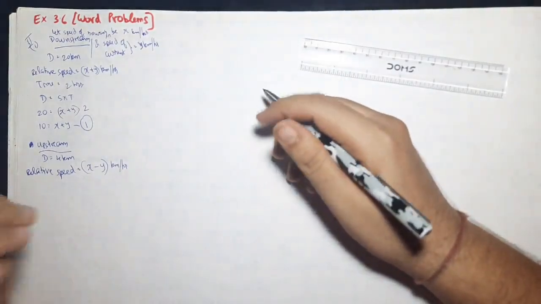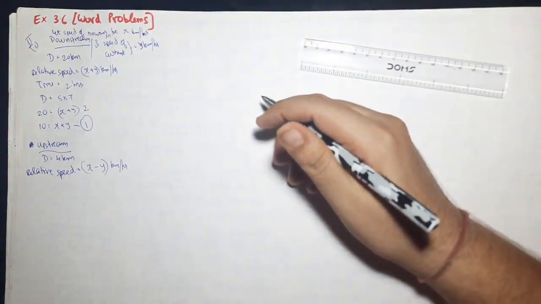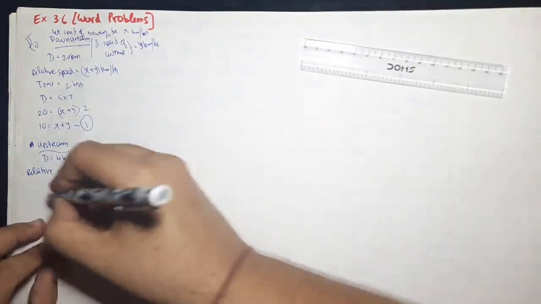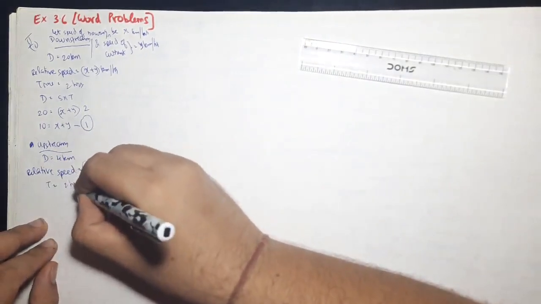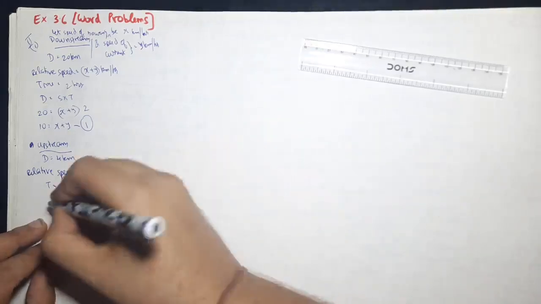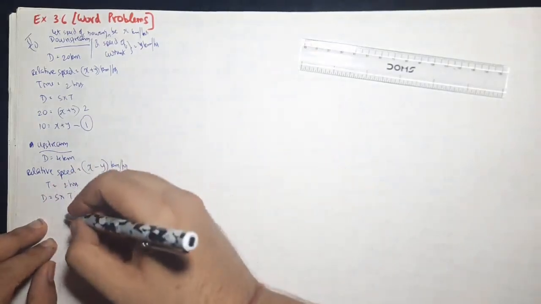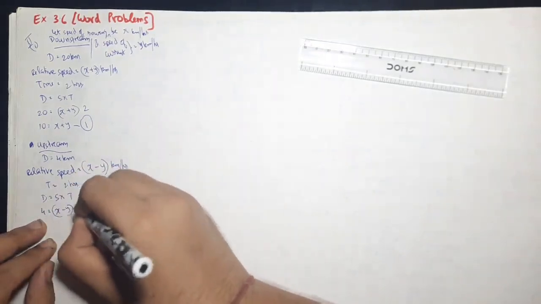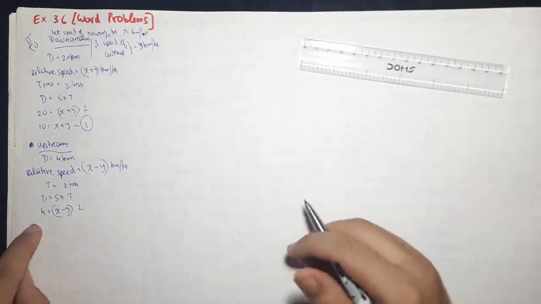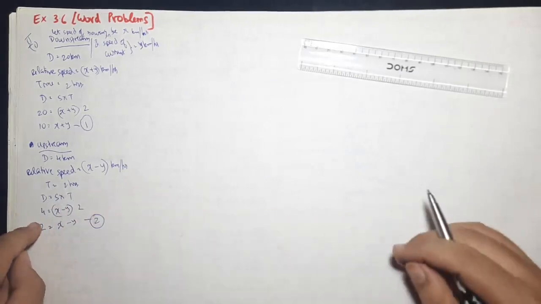Why x minus y? Because upstream you are traveling in the opposite direction of the flow of the water. The time taken is 2 hours. So by our formula, distance equals speed multiplied by time. Distance is 4, speed is x minus y, time is 2. This 2 goes to the denominator on the left hand side, so 2 equals x minus y. This is the second equation.